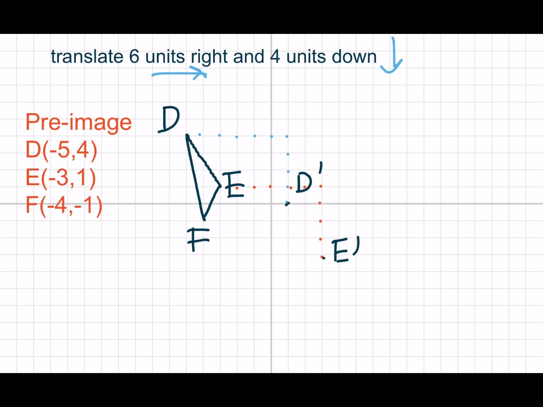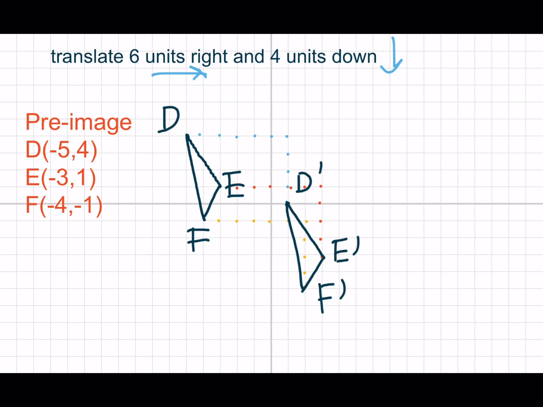And then our last point here, point F. 1, 2, 3, 4, 5, 6 to the right. 1, 2, 3, 4 down. That is going to be point F prime. Now all you have to do is connect your 3 points together, and you have your translated image, 6 units to the right and 4 units down.